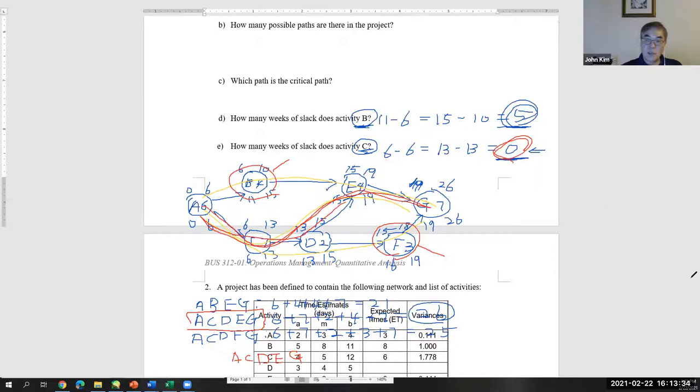Instead, you should determine which is the critical path in a project using this method: find possible paths, then add all activity times, and the longest is the critical path. So when you determine which path is the critical path, use this method. Figure out possible paths, add all activity times, and among them the longest is the critical path. Okay.